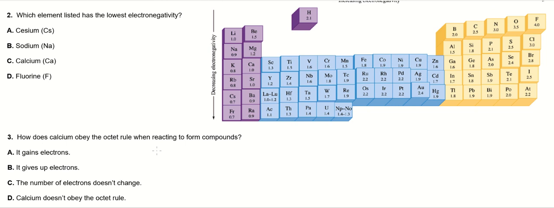Number two, electronegativity trends up and to the right. Fluorine has the highest electronegativity. This question is asking what is the lowest electronegativity. So the answer is going to be down and to the left. There we go. A is your answer.